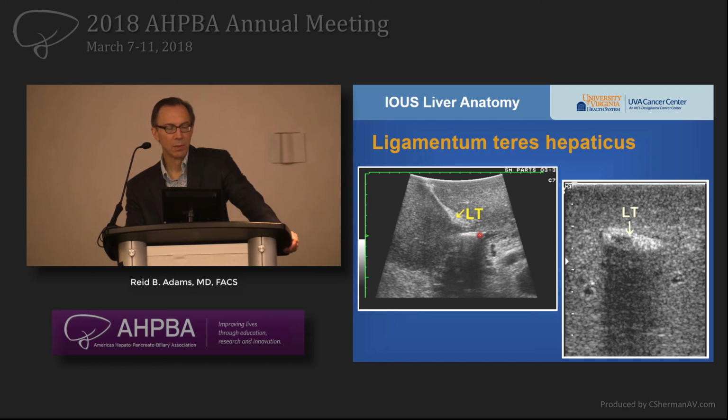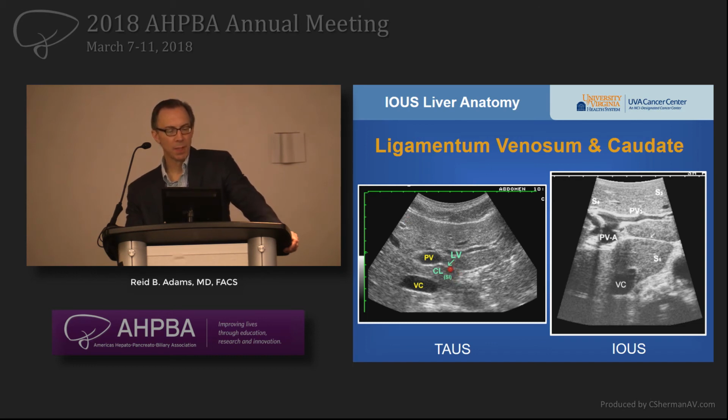This ligament is very echogenic, so you can see there's shadowing here. This is essentially the falciform ligament, and then the free edge is the ligamentum teres. This is just a close-up view of it. If you follow this back towards the superior border of the liver, you will see it transition into the top of the left portal vein.